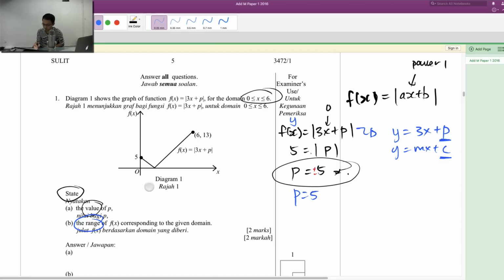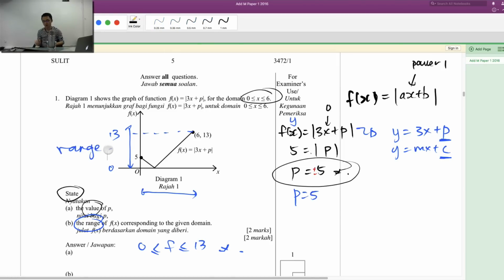Like domain, we say is from 1 to 6. This is range. From means the graph is basically from 0 until the maximum here. The maximum is 13, right? So the range itself, I would say f(x), or I say f, is from 0 to 13. This is how we do range. Range actually means the value on the y-axis. Alright, so far so good.